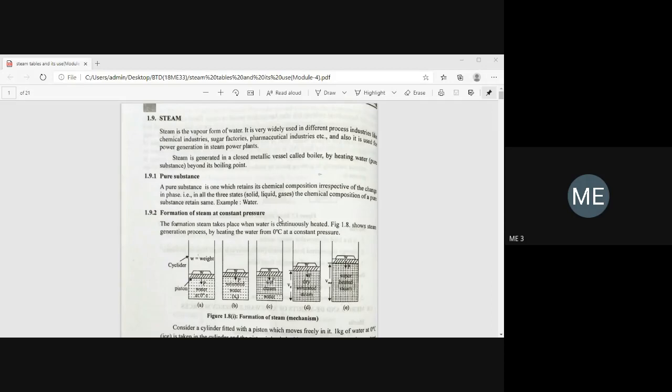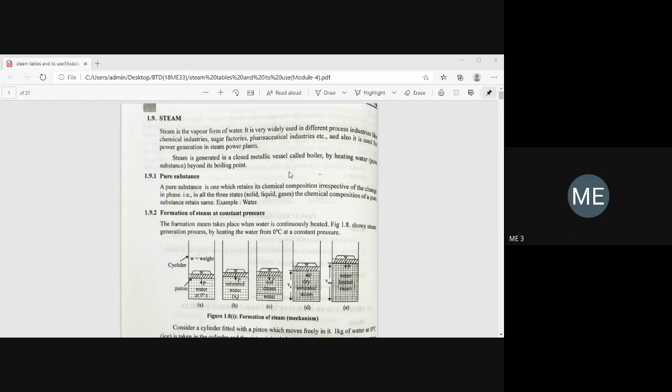Okay, steam is generated in a closed vessel, a device called a boiler. Already you studied different kinds of boilers in elements of mechanical engineering. We have the Babcock and Wilcox boiler and the Lancashire boiler. So steam is generated in a closed metallic vessel. Whatever steam is generated in the boiler is going to enter the blades of the steam turbine, where work is done and power is generated. Hence, steam plays a very important role in almost all industries like chemical, sugar, pharmaceutical, etc.